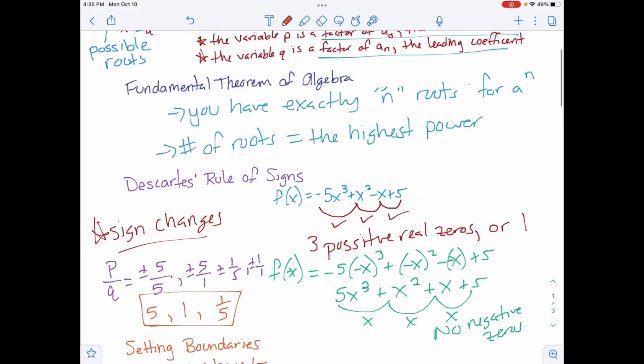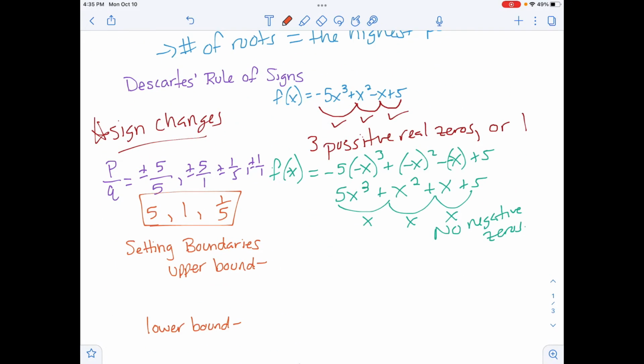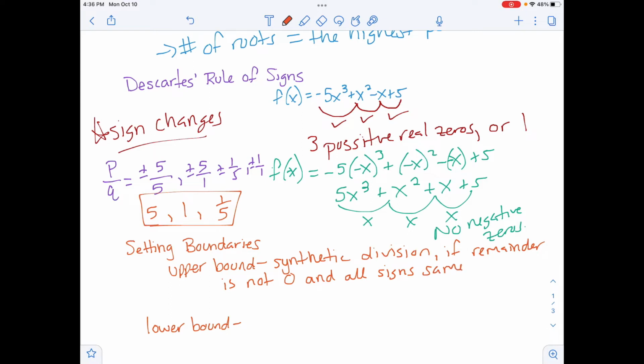Now we also can set boundaries, which will also help break it down. So when we're setting boundaries, we have an upper bound and a lower bound. The upper bound is if there's no sign changes after synthetic division. So we're going to use synthetic division. Whatever we get, if the remainder is not 0 and all signs are the same, it's an upper bound.